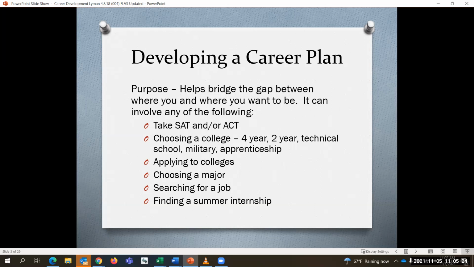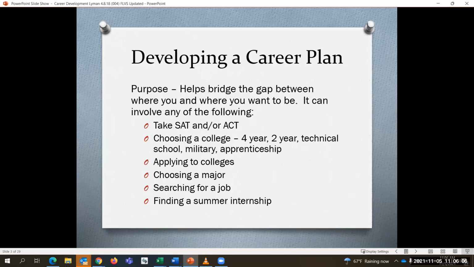So first, let's talk about developing a career plan. The purpose of that is to figure out a path between where we are now and where we want to be, and how we're going to fill in that gap. For example, say your end goal is to choose a career, and that's 5 years down the road. There are going to be many different steps and goals that you need to accomplish before you get to that final goal, right? Here are just a few that I have made on this PowerPoint, but you are more than welcome to throw in some of your own.